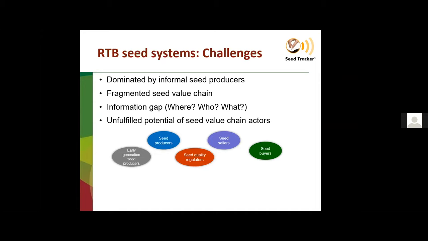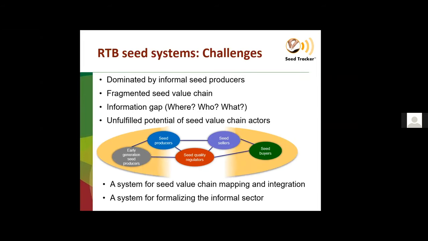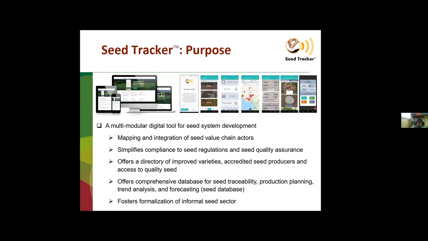Seed producers and buyers often face challenges in finding each other. Similarly, regulators cannot trace seed production or the quality of the seed entering into the market. There is a need for a simple tool for seed value chain mapping, integration of seed value chain actors, and to help formalize the informal seed sector. With these objectives in mind, the Seed Tracker tool was developed.